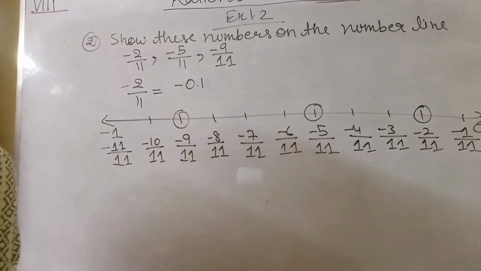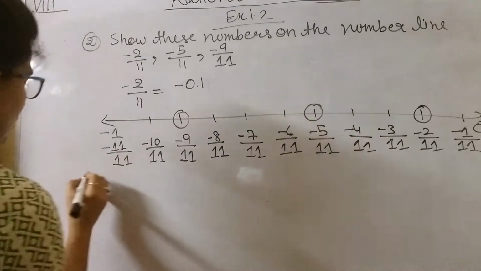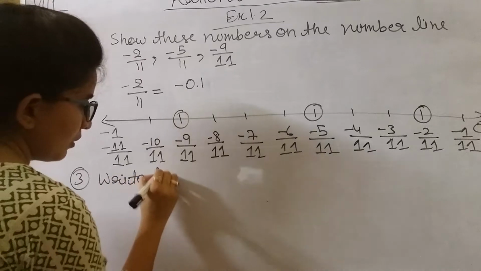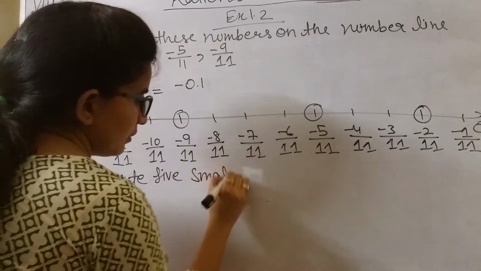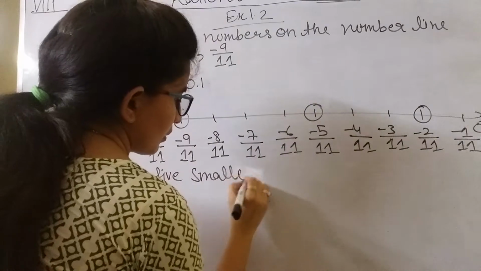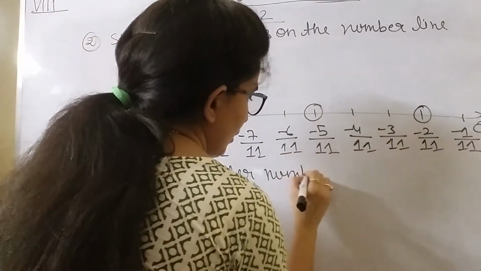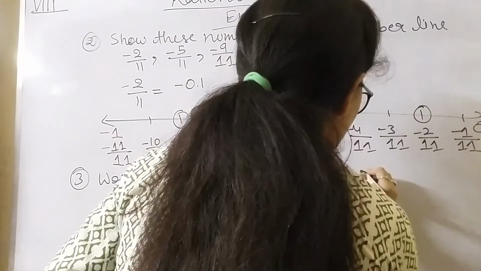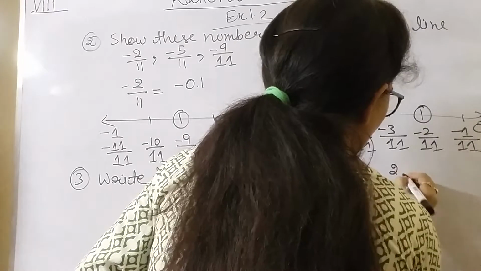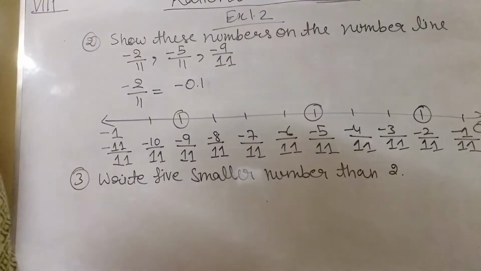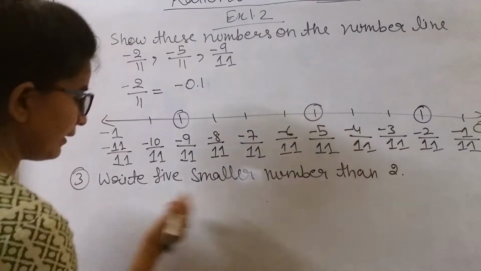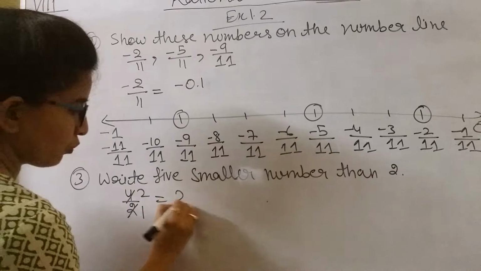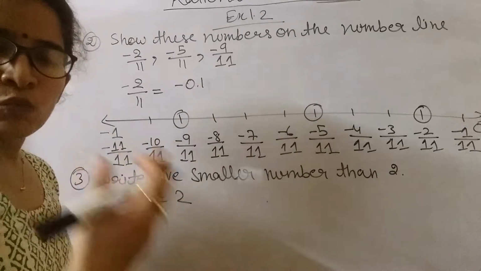Now the next question is question number 3. Write 5 smaller numbers than 2. Now we can see that for 2 we can write it as 4 by 2, that is 2 ones are 2, 2 twos are 4. So for 2 we can write it as 4 by 2.